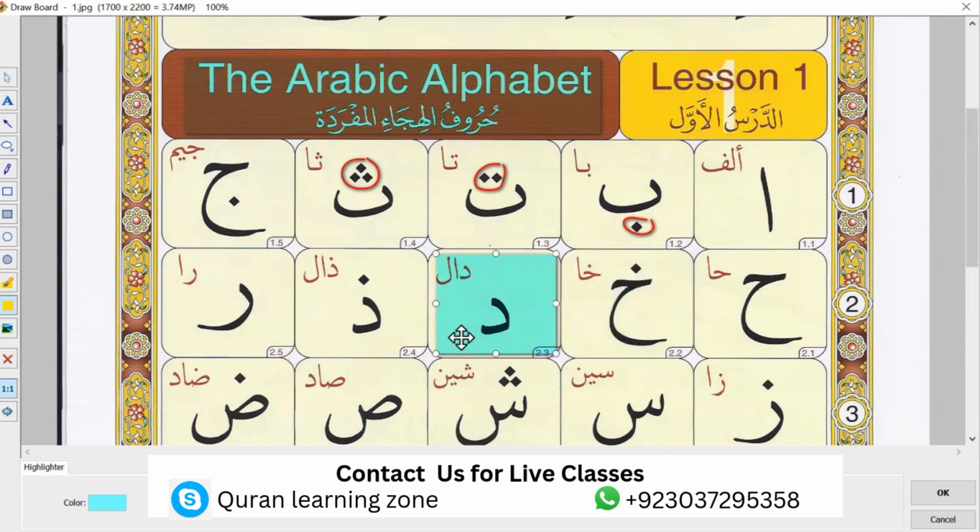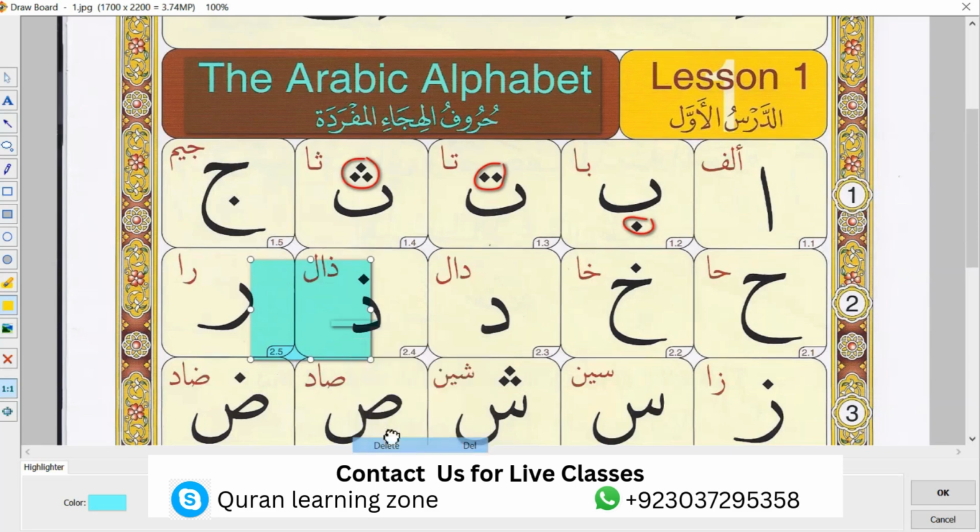Okay, so the next one is here. Dal, zal. These two letters also have the same shape, but there is a difference between them. Dal has no dot on the top and zal has one dot on the top. That is the difference between them. And remember that zal is a soft letter and you can read it without whistle. Like zal, zal. Don't make it stronger and don't make it with whistle.